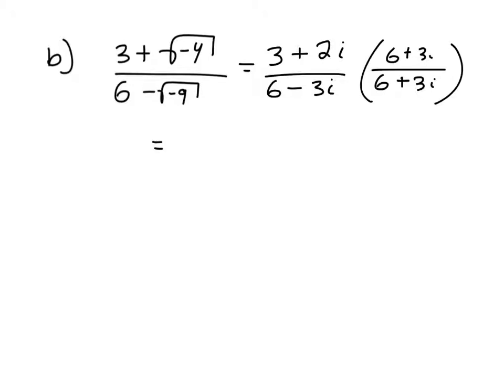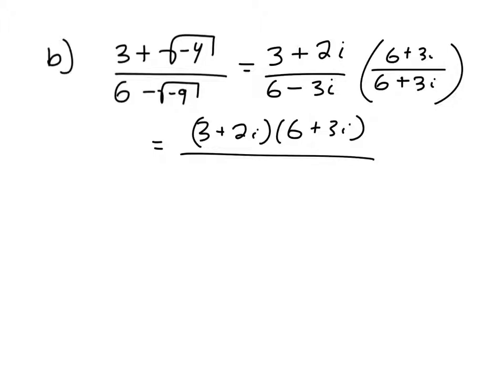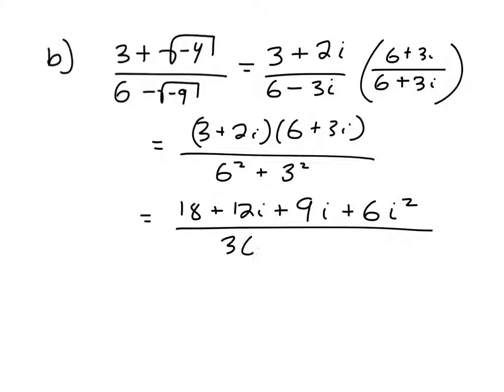Then I'm going to have to FOIL the top. For right now, I'll just write it like it is. And then on the bottom, I'm going to use the complex number conjugate product theorem. So I'll have a squared plus b squared. b is 3. And then on the top, I have to FOIL. So 3 times 6 is 18, plus 2 times 6, 12i, plus 9i, and then plus 6i squared. Then the bottom is 36 plus 9.